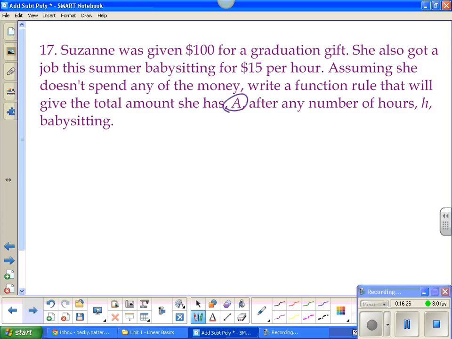Okay, A is my total amount, so A equals, and what did she start with? She started with $100. Somebody gave her $100 for graduation. Plus, she is going to add to that $15 per hour, and we don't know how many hours she's going to work. But however many hours that is, it's $15 each time. And we add it together because it adds to her savings.